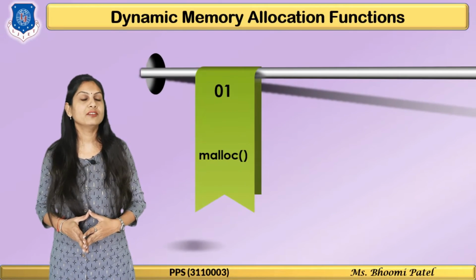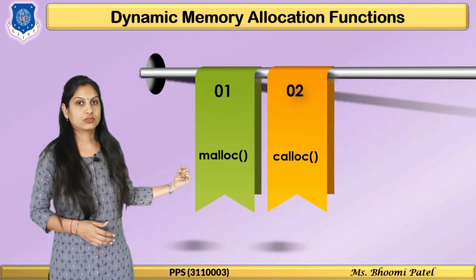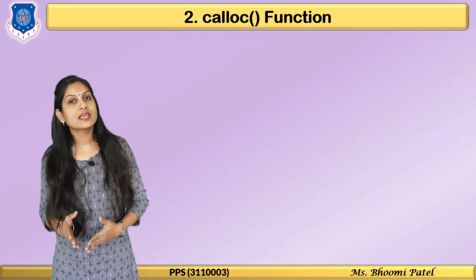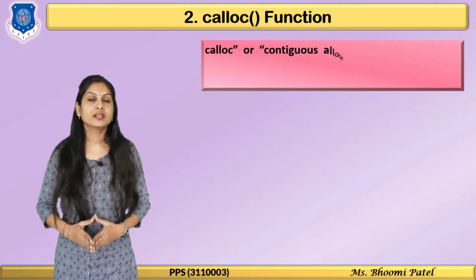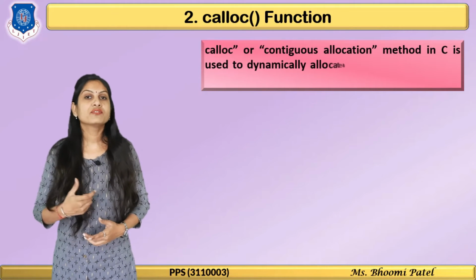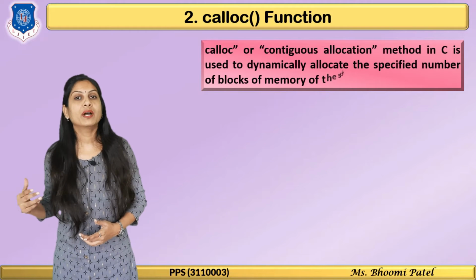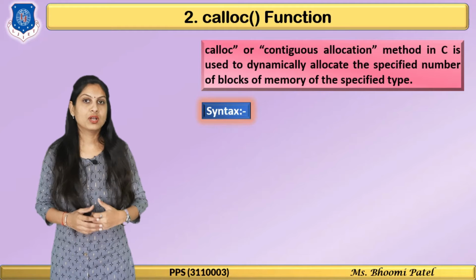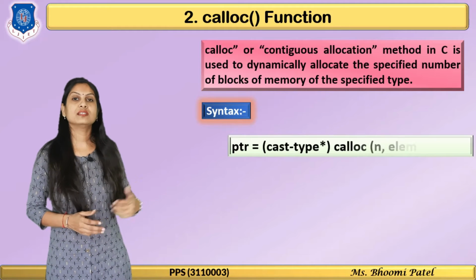Now move to the second function, that is calloc. Full form is contiguous memory allocation. This is the same as the malloc function, but the difference is this: instead of a single block, now you can allocate multiple blocks using this function, calloc. How? Let's understand with the syntax.